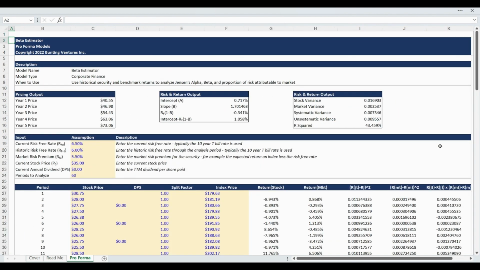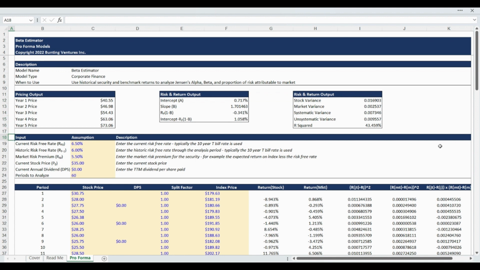The top of the Forma tab contains the model output calculations. These cells will calculate and display the result as you populate the required assumptions and historical data. The pricing output box provides the year 1 through 5 forecasted security price based on your input assumptions and historic data utilized. The risk and return output box provides the calculated intercept and slope for the regression. The last output box provides risk and return information for the security being analyzed, including various variance metrics as well as the R-squared of the analysis.